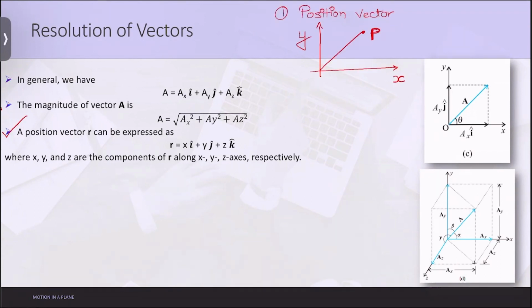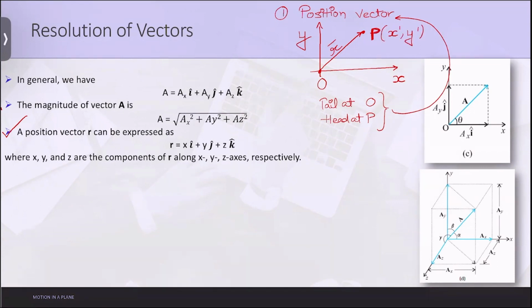Therefore, what we can say is that if a vector is being drawn with the tail at O and head at P, then that is called your position vector. Okay, so that is called a position vector. Let me denote this vector by R bar. Okay. So let us say this P will have some coordinates. Those coordinates will be, let's say, x dash and y dash.